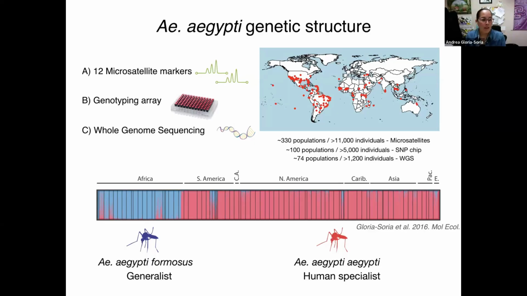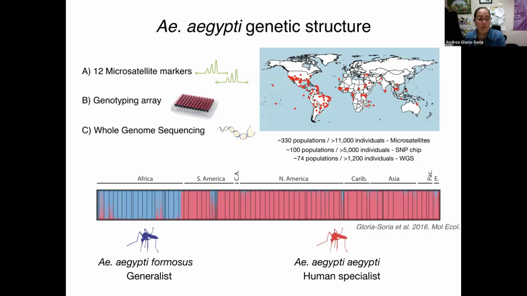And what I show you here in the bottom is what we call a mixture plot, or also a structure plot. And the way to read it is that every color, in this case blue and red, represents an inferred genetic cluster. Every vertical bar is an individual with the height of the color bar representing the percentage of ancestry from each of the genetic clusters. And the populations are separated by the black lines.